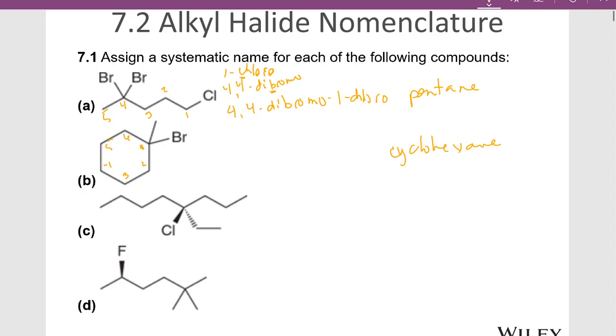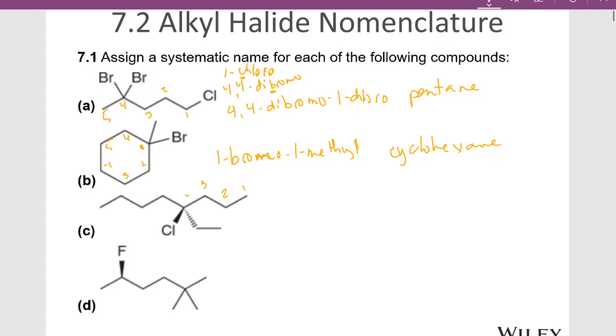And so we have a 1-methyl and a 1-bromo. So that's going to be 1-bromo in alphabetical order, 1-methyl, cyclohexane. Okay. The next one, we have some stereochemistry.